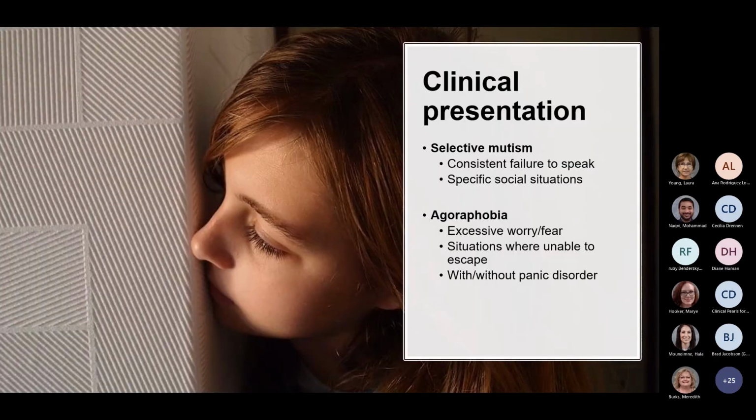We can also have selective mutism, which is a consistent failure to speak in specific social situations where speaking is expected, despite speaking in other situations. So this is when you have a child who may only talk to mom or dad at home, but when they go to the restaurant, they don't speak at all. Like, they won't order their own food, or when they come to see you at the office, they don't speak to you in the office. They only talk to their parents. So it's in specific situations where they don't talk.